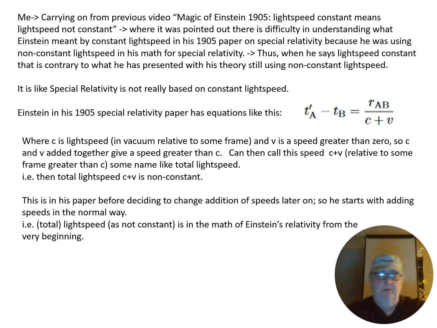This is in this paper before deciding to change addition of speeds later on. So he starts with adding speeds in the normal way. He adds speed C with the speed V, where V is non-zero, and he creates a speed C plus V, which is greater than C, which we now should probably call total light speed. And so total light speed is not constant, and that is in the mathematics of Einstein's relativity from the very beginning.